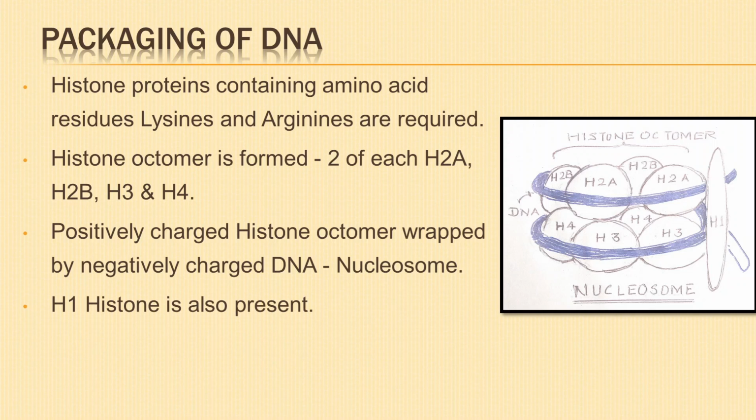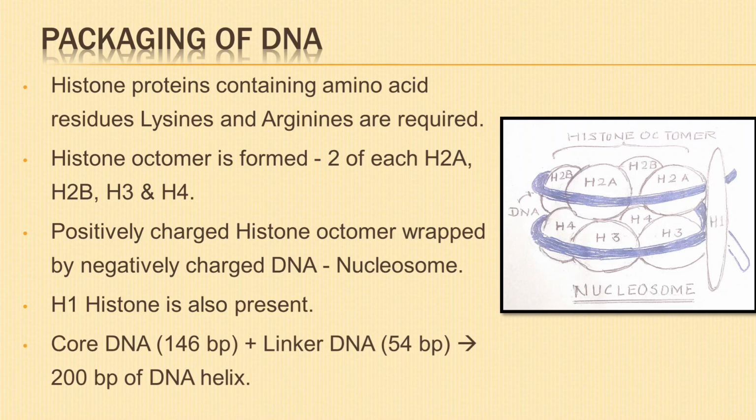H1 histone, as shown in the figure, is present where the DNA starts wrapping the octamer and leaves it. The core DNA consists of 146 base pairs, and the linker DNA consists of 54 base pairs. Each nucleosome contains 200 base pairs of DNA helix.